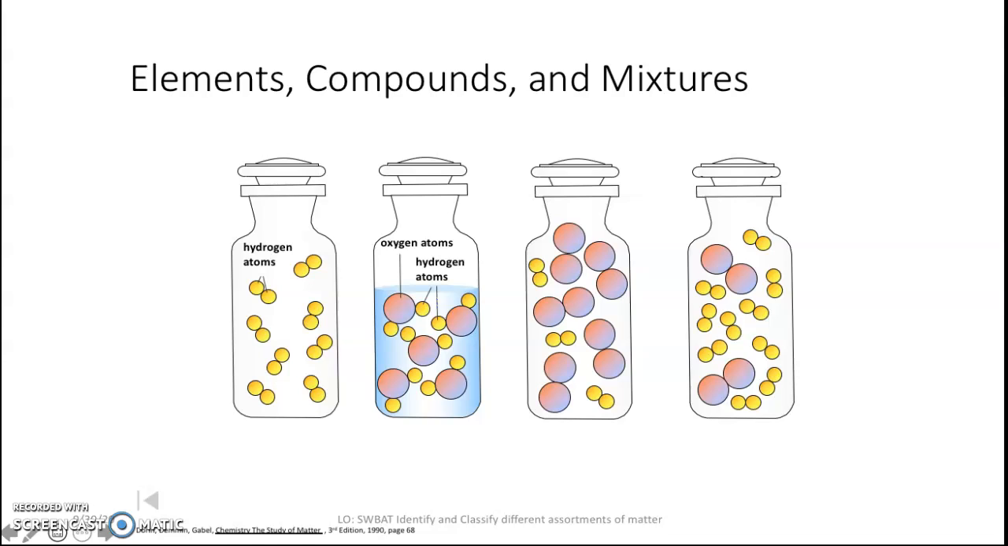They are basically circles that are drawn to represent elements and the different combinations of elements that we have. So you should be able to look at a particle diagram and say, okay, I know that this is an element, this is a compound, this is a mixture, right?